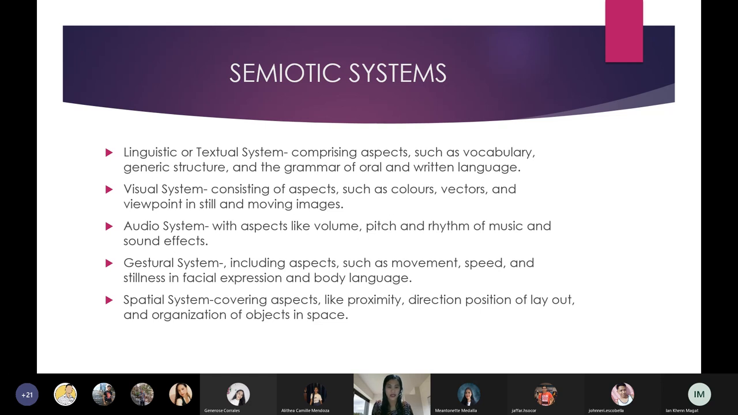So if you talk that way, your audience might give their own feedback on how you present your topic. And then the other one is the spatial system. This covers aspects like proximity, direction, position, layout, and organization of objects in space. So in a billboard or in a poster or in an advertisement, you should know how to do the proper layout. You should know how to organize the objects in a space, diba? Halimbawa, mas malaki ba dapat ang images ko kesa sa text ko? Or mas malaki ba dapat yung text ko kesa sa images ko? So that is what we call spatial system.